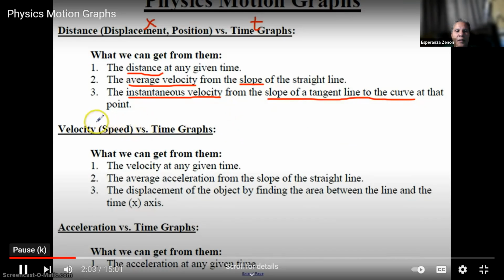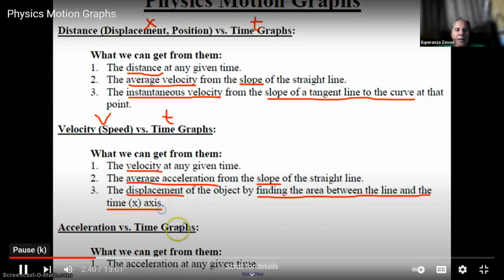Our next type of graph is the velocity or speed, and the same symbol we use for that is V versus time graphs, again T, so a VT graph. And what can we get from those? The easiest, of course, again, on a velocity time graph is the velocity at any given time. Similarly, we get average acceleration from the slope of the straight line. And one thing that is commonly tested is finding the displacement of the object by finding the area between the line and the time axis.